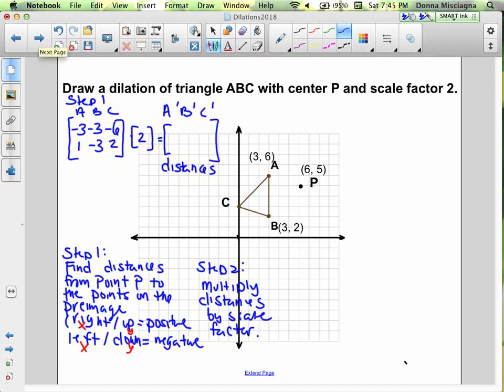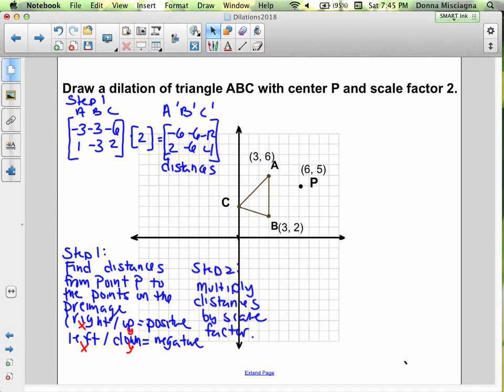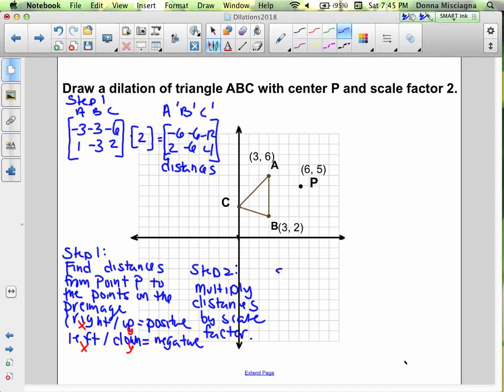So everything gets multiplied by 2. -3, 1 becomes -6, 2. And -3, -3 becomes -6, -6. And -6, 2 becomes -12, 4. I was trying to avoid it, but we'll just graph our figure right on top of our words here. It'll be fine. And then step 3.